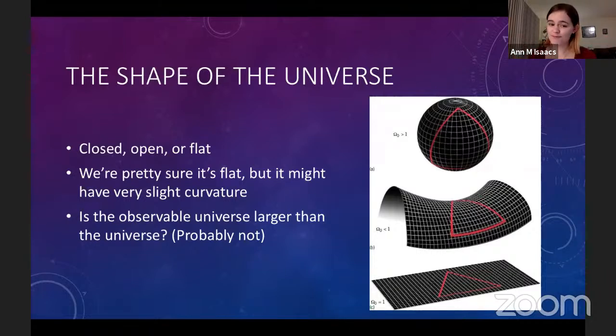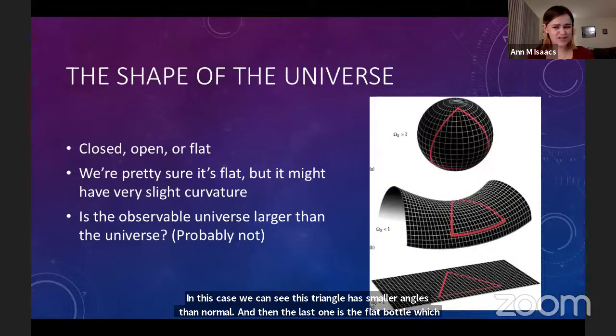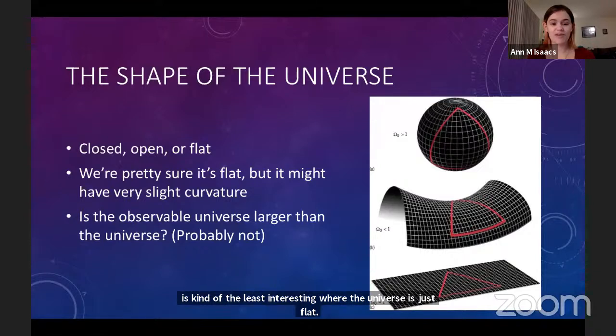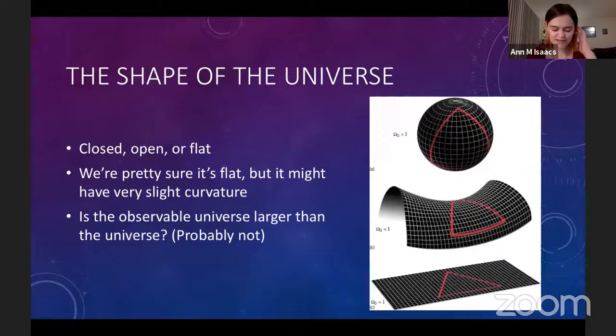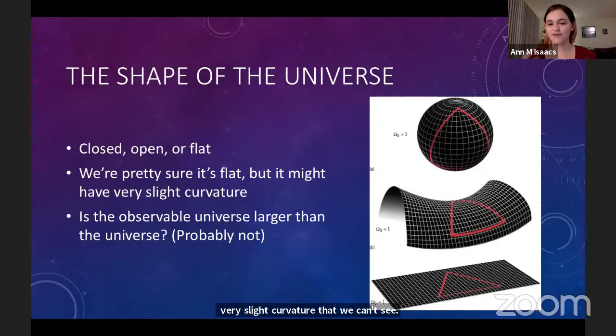And that's the most intuitive one. So our measurements right now tell us that we're pretty sure the universe is flat in shape, but it could have a very slight curvature that we can't see. In the same way that when you're standing on Earth, it doesn't look round because you don't have that perspective. We're standing in the universe, so we don't necessarily have the ability to zoom out and see the whole shape. On Earth, you can leave Earth and take a picture of it and see that it's a sphere, but you can't really leave the universe and take a picture of it to see what shape it is.